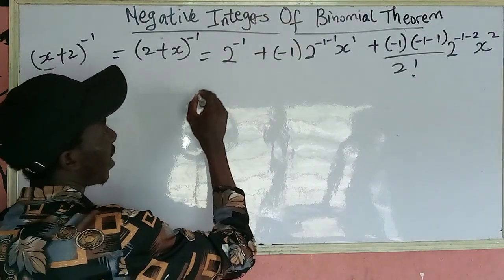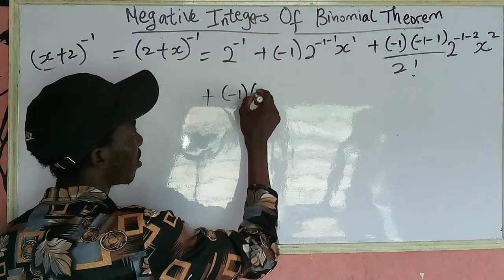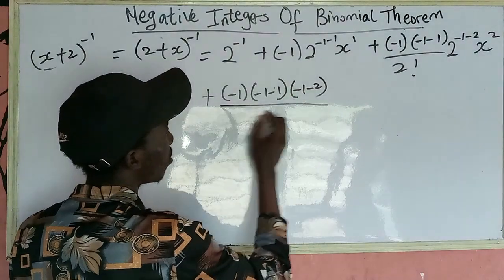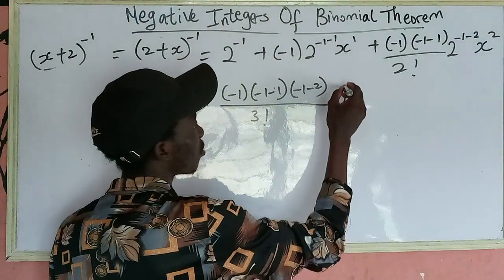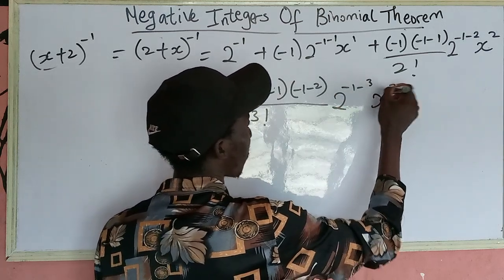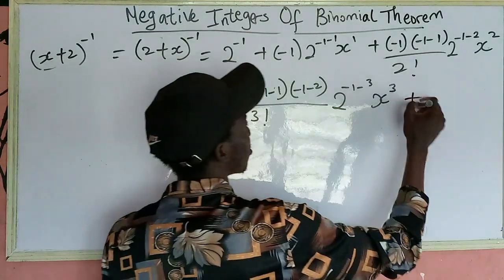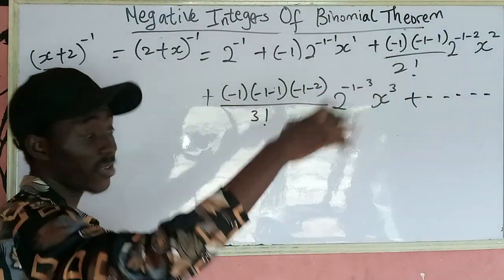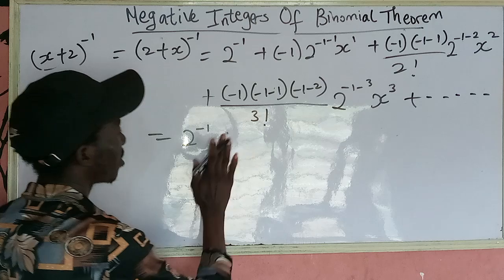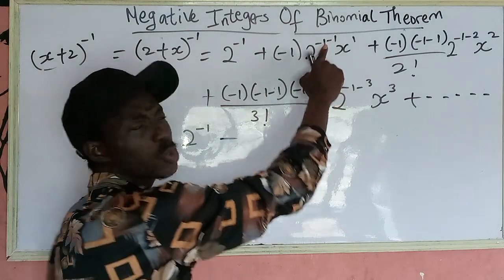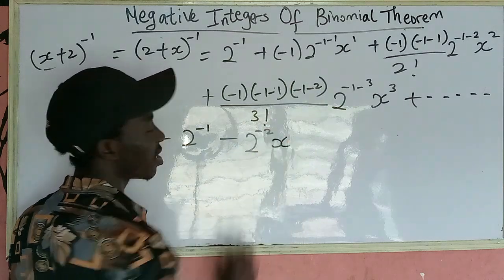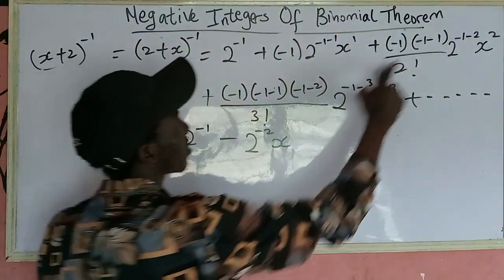So I can take this, I can say, okay, minus 1, minus 1, minus 2, over 3 factorial, 2 raised to power minus 1, minus 3, and x raised to power 3. Can you see? And that goes on forever. So you have 2 to minus 1 here, you can have minus 1 here. This minus 1 minus 1 is minus 2. So you have 2 raised to power minus 2. And you have an x here. Can you see that?